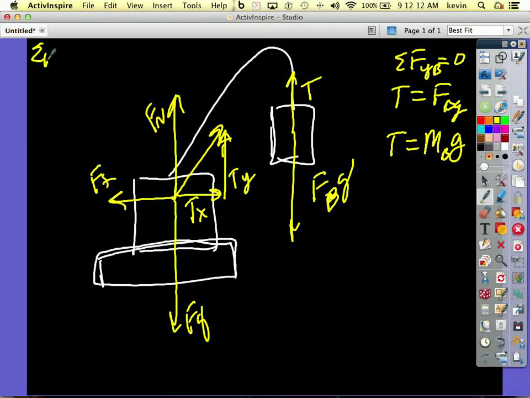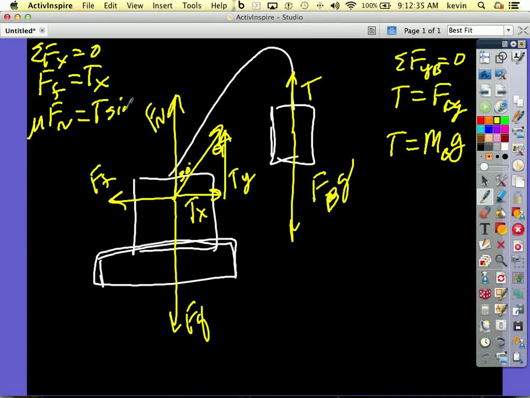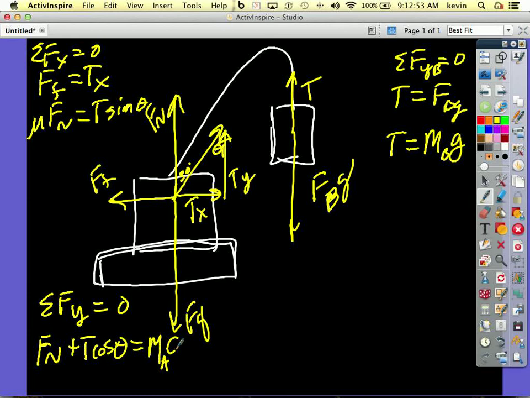Then over here, the sum of the forces in the X are equal to 0. So from that, I get F sub F is equal to Tx, or I get mu F sub n is equal to T, and I believe this angle right there is 30 degrees, so that means that's theta. So I get T something like sine theta. And then the sum of the forces in the Y are 0. So I get Fn plus T cosine theta is equal to M sub A times g.